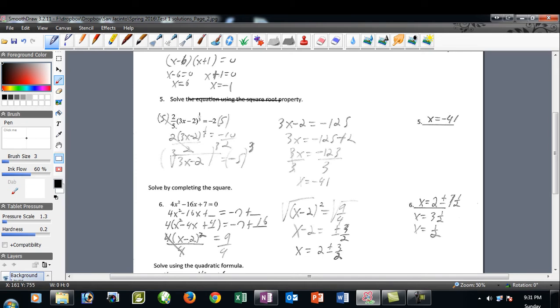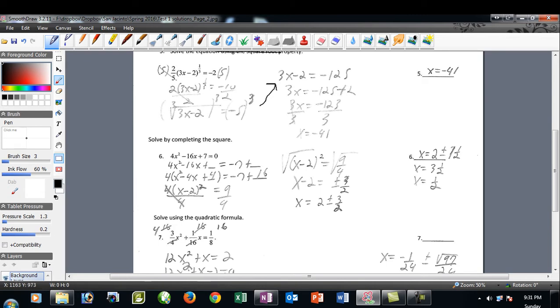You have a fraction, give everybody a 5, multiply, divide by 2. Bottom number on that exponent tells you what kind of house, how many in the house. Since that's a cube root house, you have to cube it to get rid of that. That leaves you 3x minus 2 equals minus 125 plus 2. Solve for x. X equals minus 41.